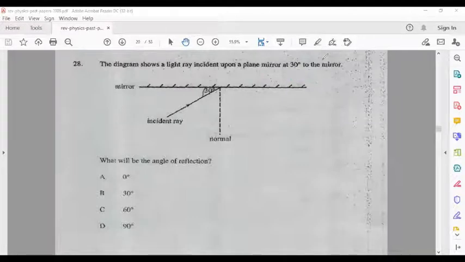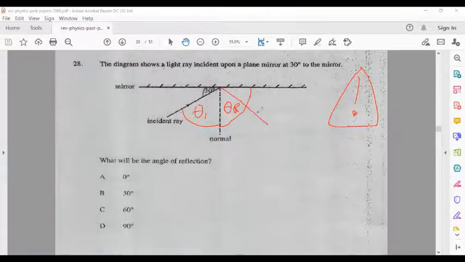All right, so question number 28 says the diagram shows a light ray incident upon a plane mirror at 30 degrees to the mirror. Now, you want to put a little caution mark here. This is a common mistake that students make. Remember that the angle of incidence is measured between the incident ray and the normal. Always, the normal has to be one of those lines that make up the angle. And the angle of reflection is going to be on the other side. It's going to be the angle that's made from the reflected ray. So this will be our reflected ray and our normal. So what's this angle?